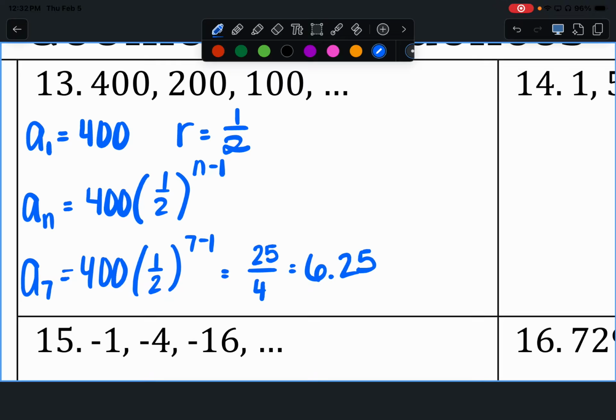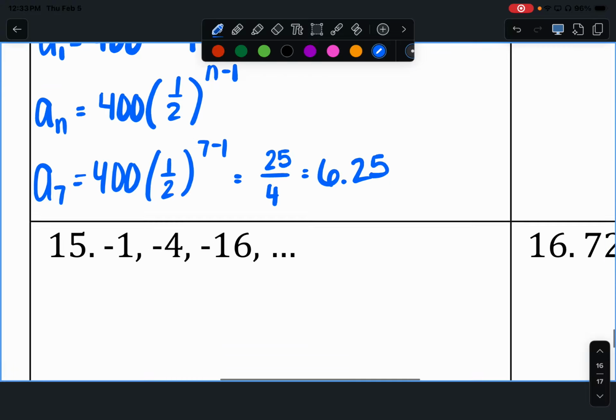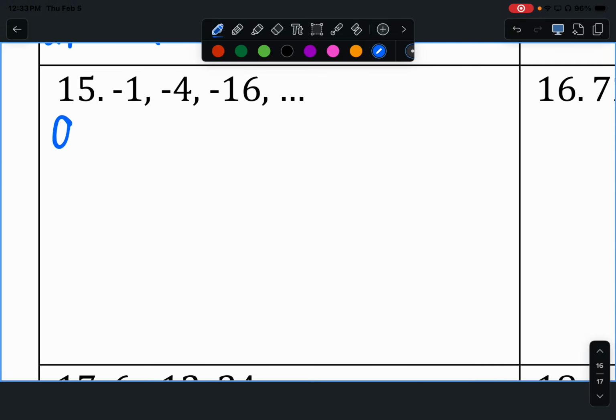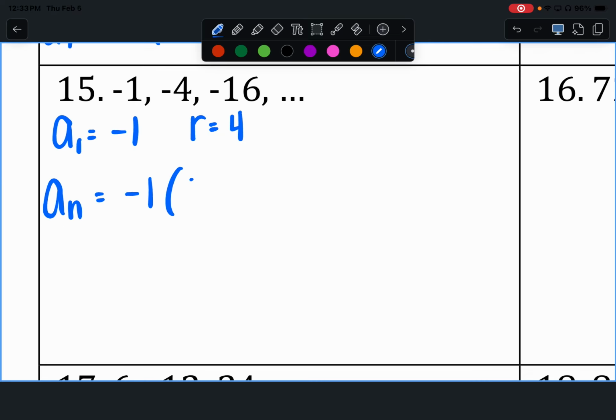Number 14, or I said we're not doing that. So number 15. What is our first term in number 15? -1. Okay, what is our common ratio? 4. Okay, so to set this up, it will be -1 times 4 to the power of n minus 1.